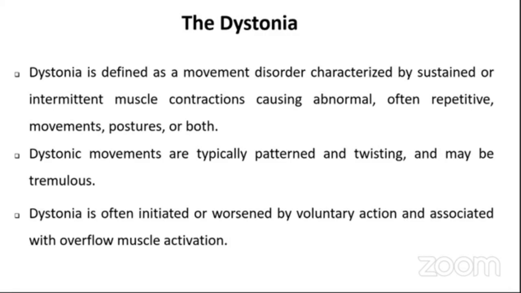This is a type of movement disorder where there is simultaneous contraction of both agonist and antagonist. When the agonist and antagonist of each joint work at the same time, there is a twisting or a change of posture of that joint, and at the same time there may be some tremulous movement, and this is called dystonic tremor. Dystonia is often initiated or worsened by voluntary action and associated with overflow muscle activations.